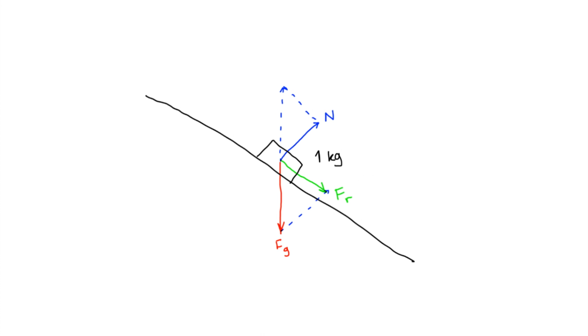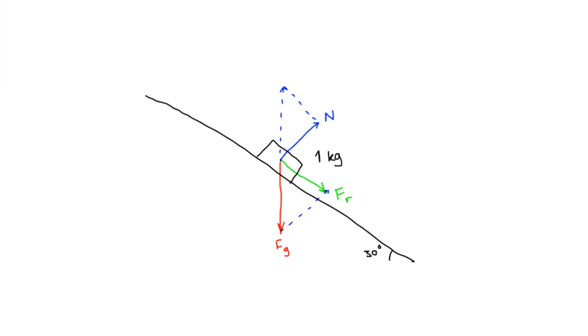Alright, so now if we imagine that the angle of this slope is 30 degrees, then we actually have all the information we need, using some simple trigonometry and some equivalent triangles, to figure out the values of each of these vectors.